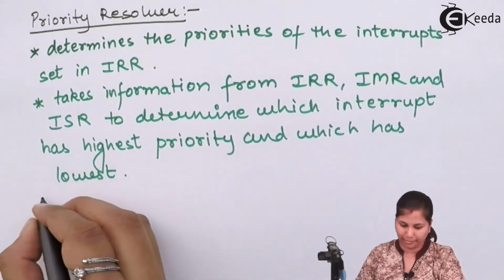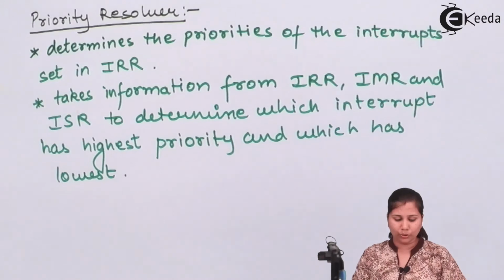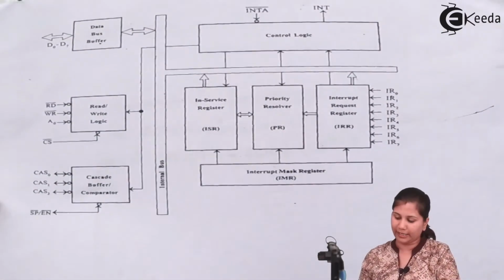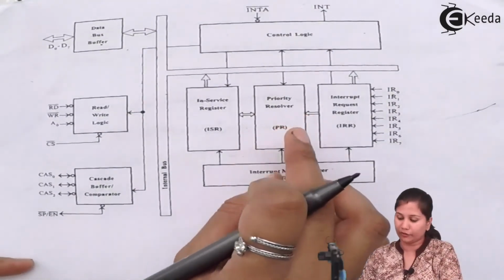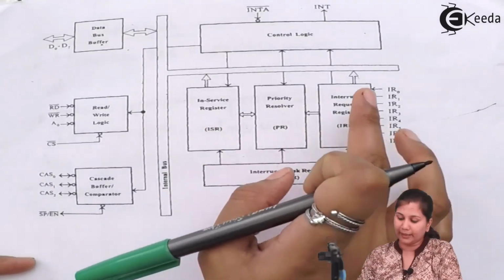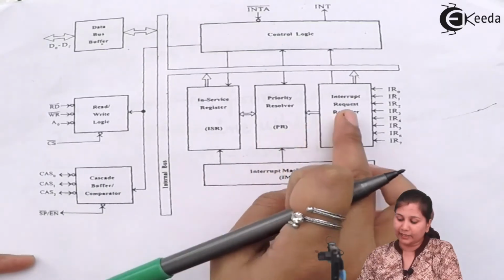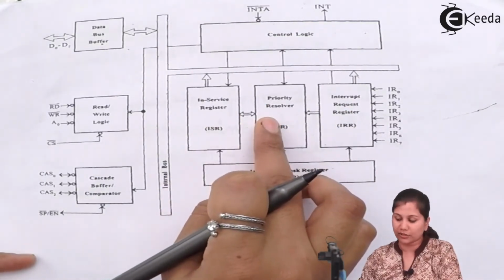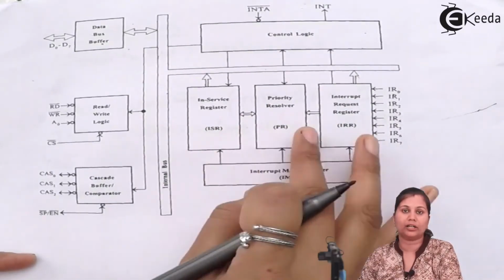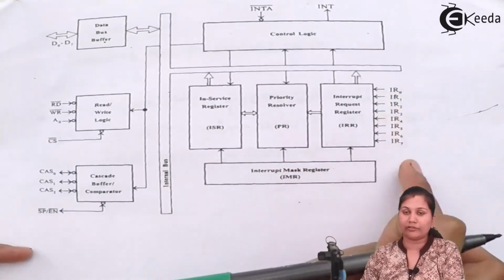So in the block diagram you can see we have the priority resolver, which is in between the interrupt request register and the in-service register, and it is getting input from these three registers to resolve the priority of the 8 interrupt pins.